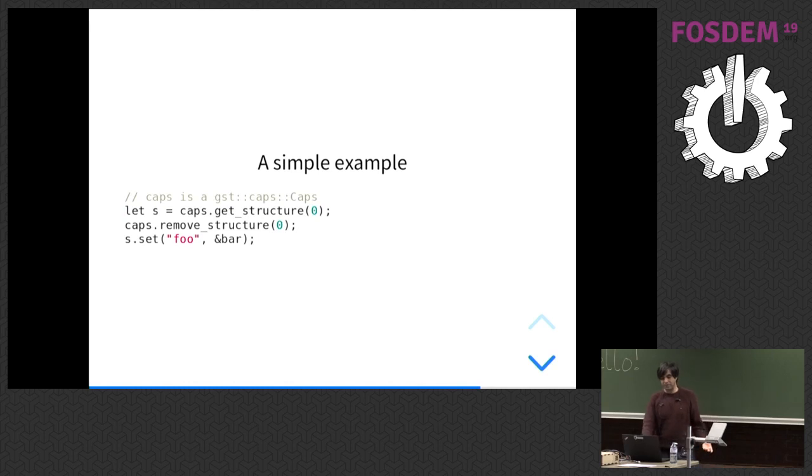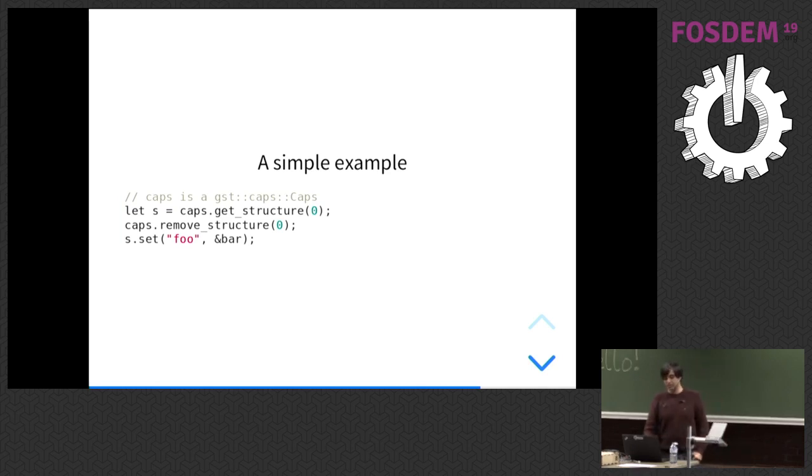A simple example of how Rust helps GStreamer. I mentioned in my introduction to pipelines and elements that you have pads and you have capabilities on them. Those capabilities are represented in the GStreamer API by something called caps, GstCaps. And each pad can have multiple capabilities, right? Each capability is represented by something called a structure. And so caps can have multiple structures, right?